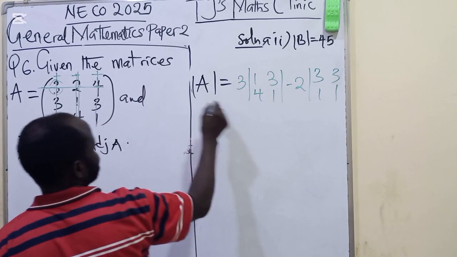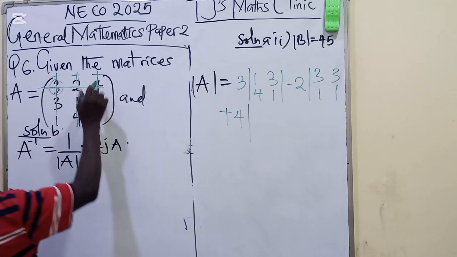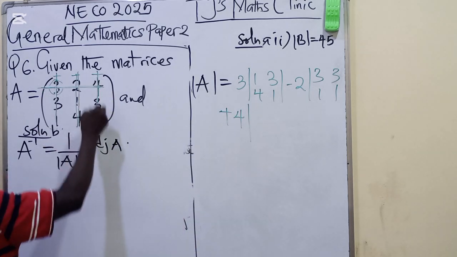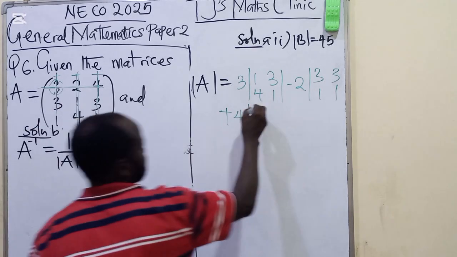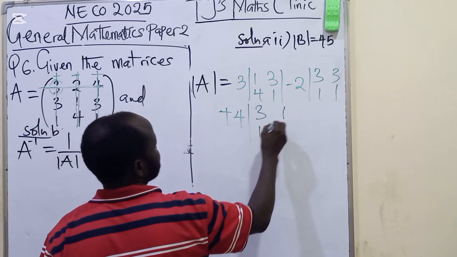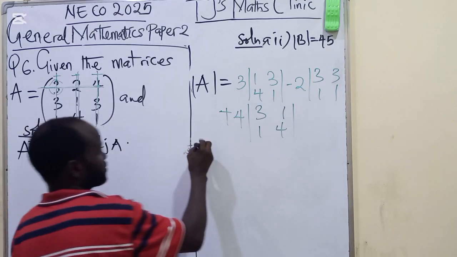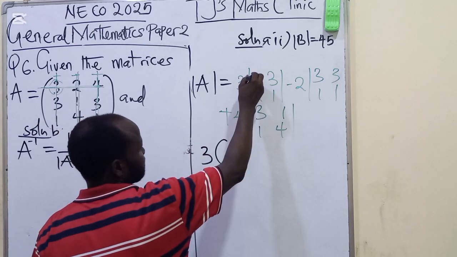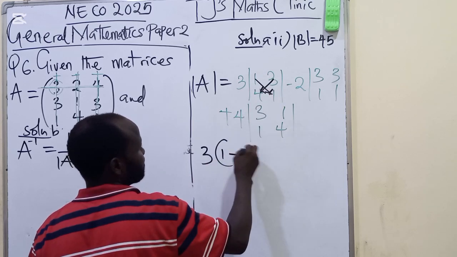The last one now is plus 4. We do the same. We close this row associated with this plus 4. We close this column associated. So we have 3, 1, 1, 4. Very important. So let's find the determinant. It will be 3, bracket open, leading diagonal now, that will be 1, minus unleading diagonal, that will be 12.